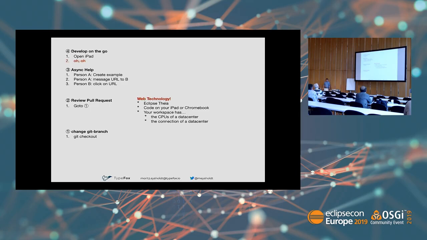But either way, the hardware that we carry around with us is light and not so expensive, but still our workspace has all the CPUs of a data center, and it has the connectivity of a data center, so we can download Maven dependencies with hundreds of megabits. And so we get basically the best of two worlds.